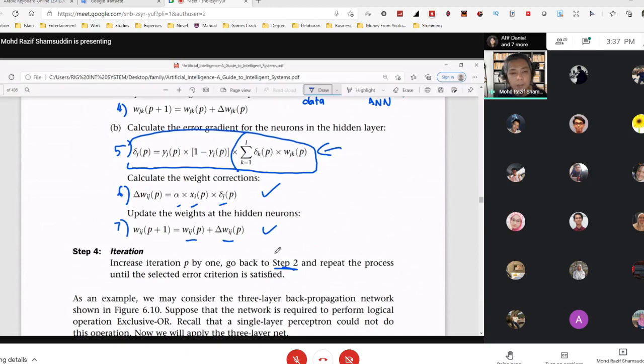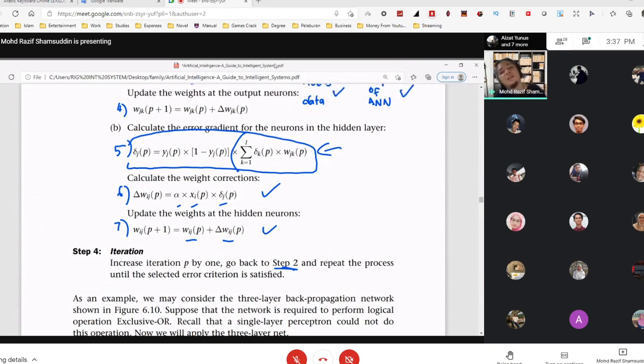Okay, step number 4, iteration. Even though iteration seems very easy and straightforward to remember, of course, anyone who does not remember step number 4, I will deduct marks. If the mark is 2 and you don't remember, I will not give it. I will cancel it if your answer is wrong, because it's very easy for you to remember.